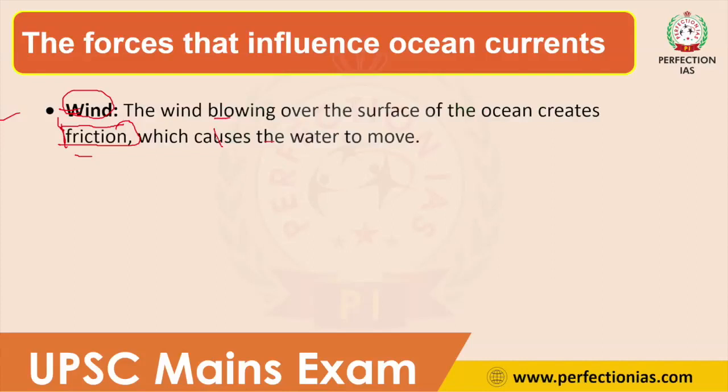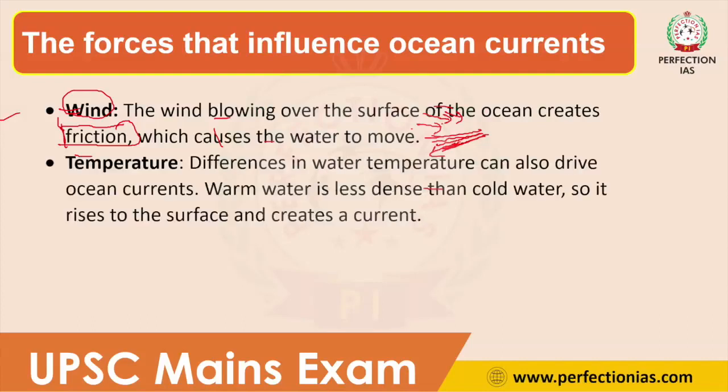For example, if the wind is blowing in this direction, the wind will help the ocean current to move in this direction. Or if some ocean current is coming in the opposite direction, the wind will restrict the speed of the ocean current. So wind is an important force which influences ocean currents.